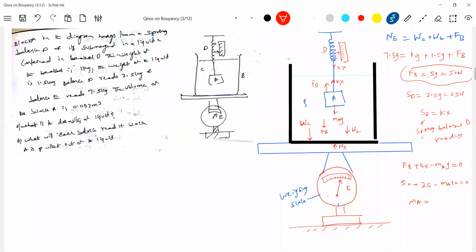What is mA? It is equal to 2.5 kg. So mass of the block we know. So now we know volume. So this should be the density of the block, sigma you call it. Density of the block into volume, given 2.5. Volume is almost 0.003.